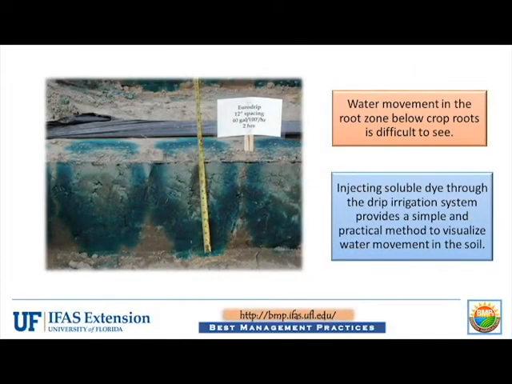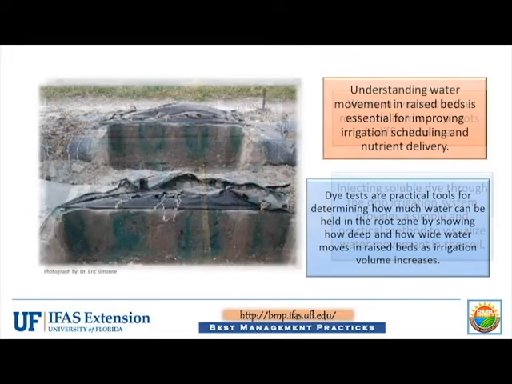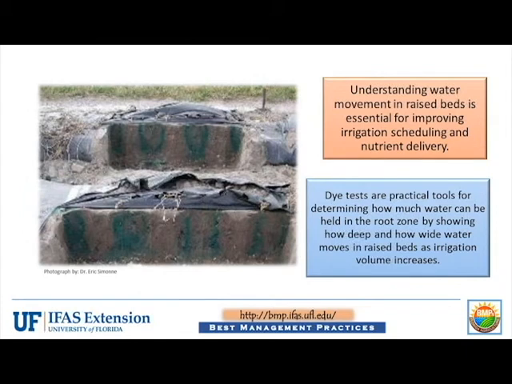Improving irrigation management in vegetable and agronomic crop production reduces production costs, saves water, and reduces the risk of nutrient leaching. Water movement in the root zone below crop roots is difficult to see. Injecting soluble dye through the drip irrigation system provides a simple and practical method of visualizing water movement in the soil. Understanding water movement in raised beds is essential for improving irrigation scheduling and nutrient delivery.